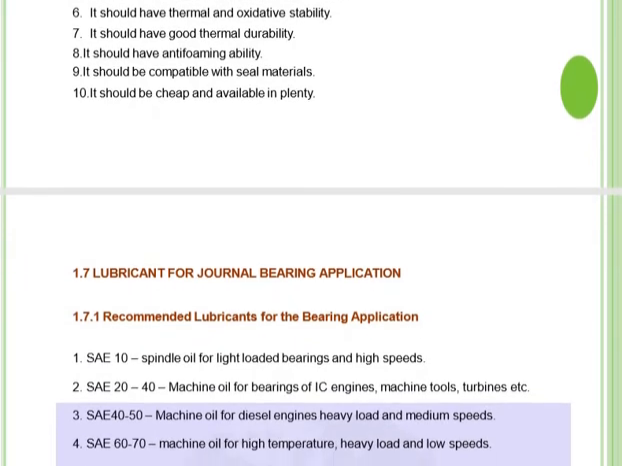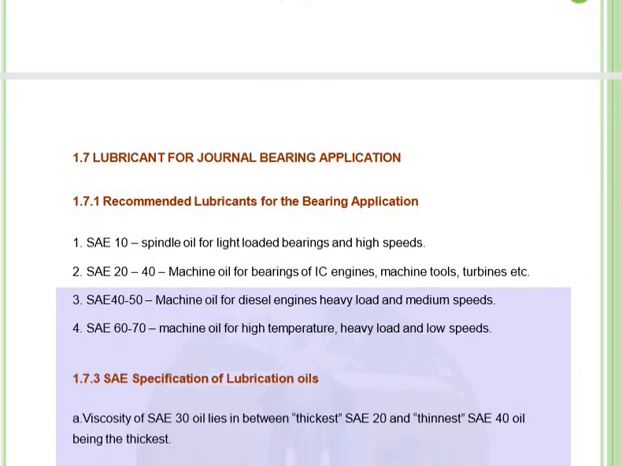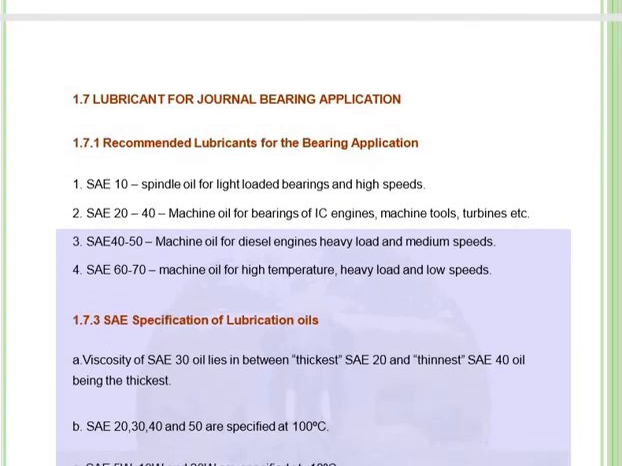Lubrication in general bearing applications, we can apply some of these lubricants. SAE 10 we can apply, SAE 20 we can apply, machine oil for bearings, IC engines; SAE 40 we are going to apply. For high speeds we are going to apply SAE 10, SAE 40, 50 machine oils and diesel engines. SAE 60, 70 machine oil for high temperatures.